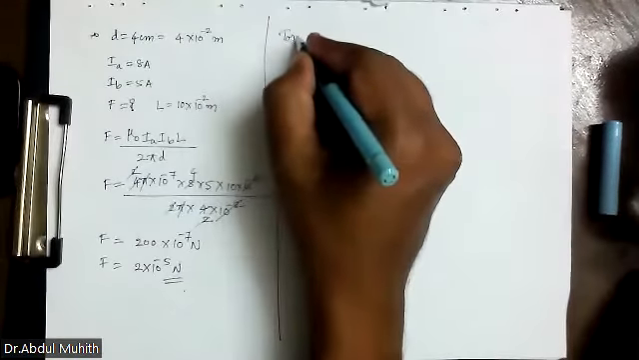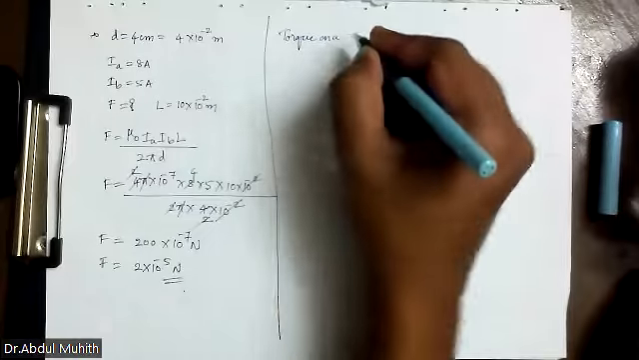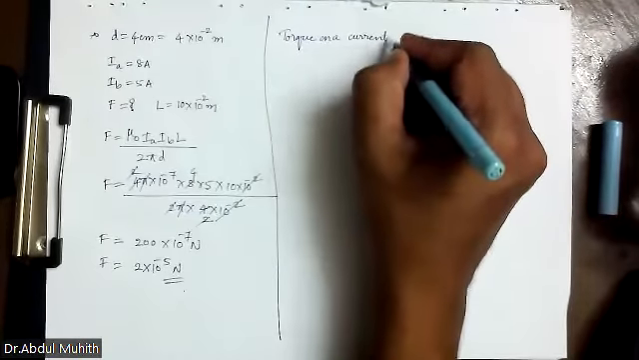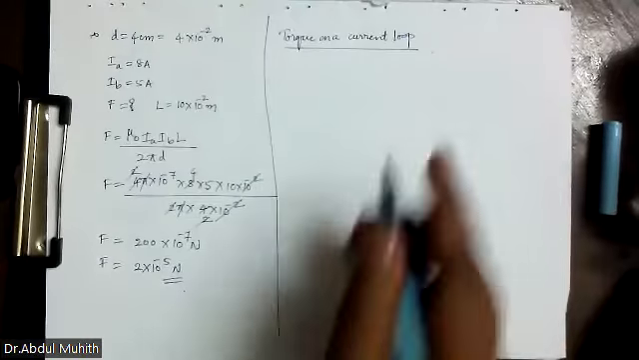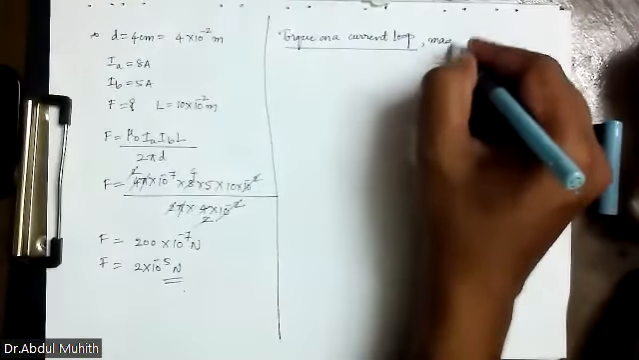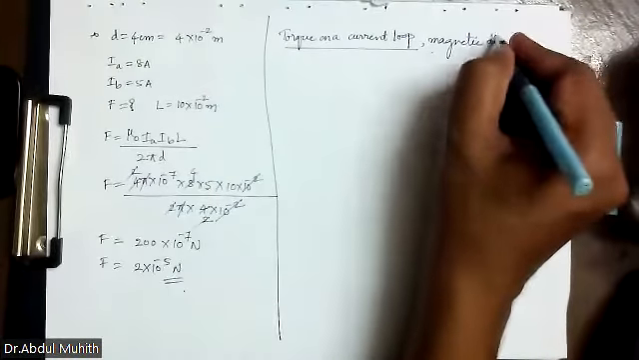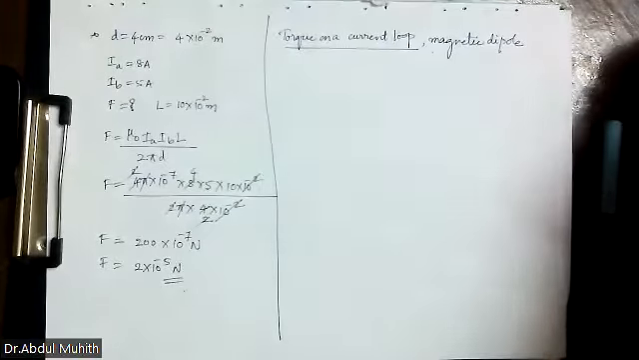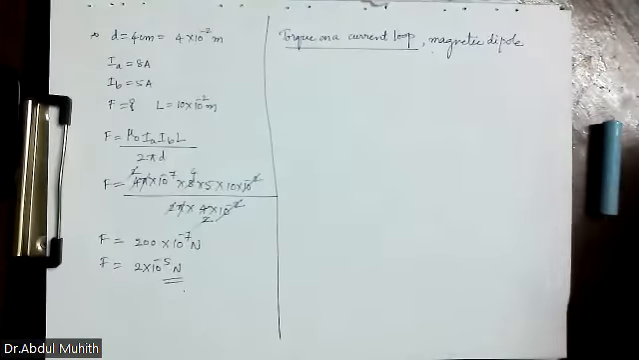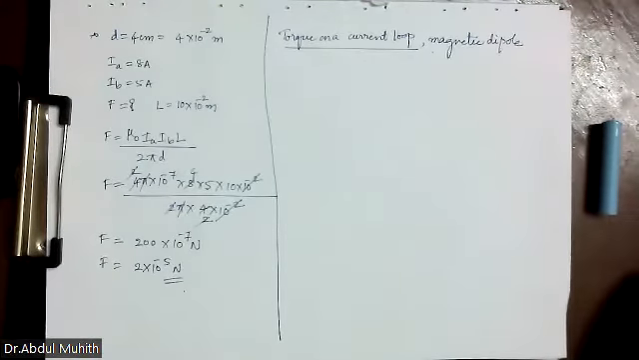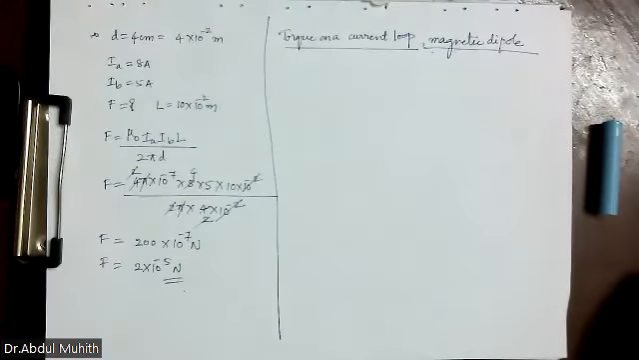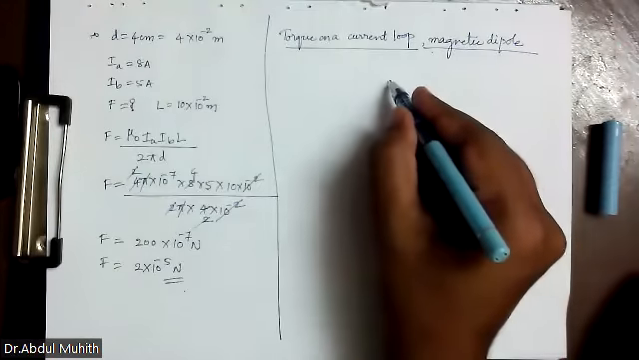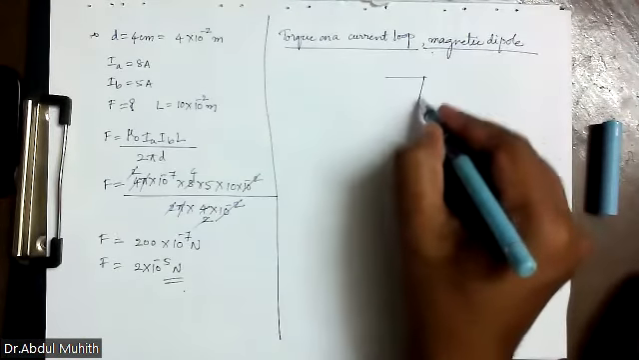So we have torque on a current loop, magnetic dipole. Now we are going to place it between the two poles of the magnet.